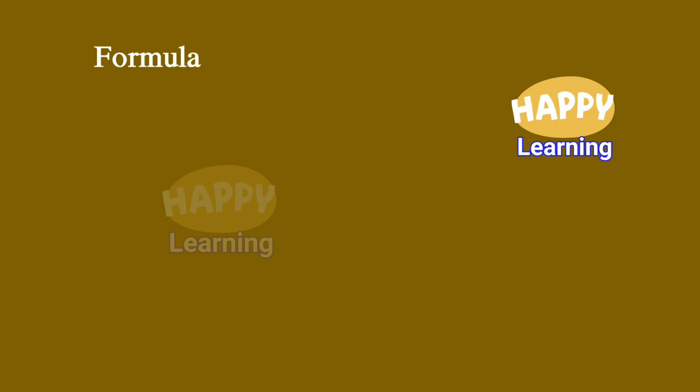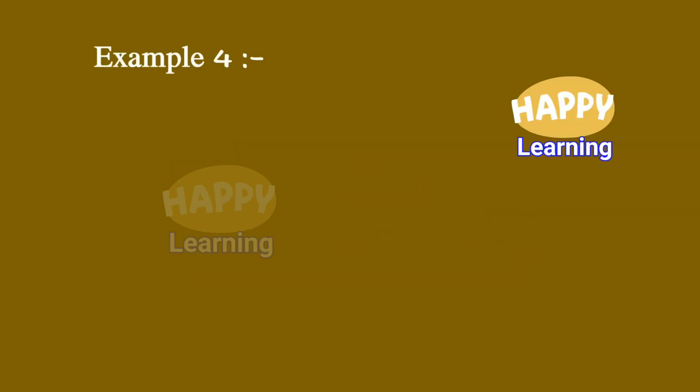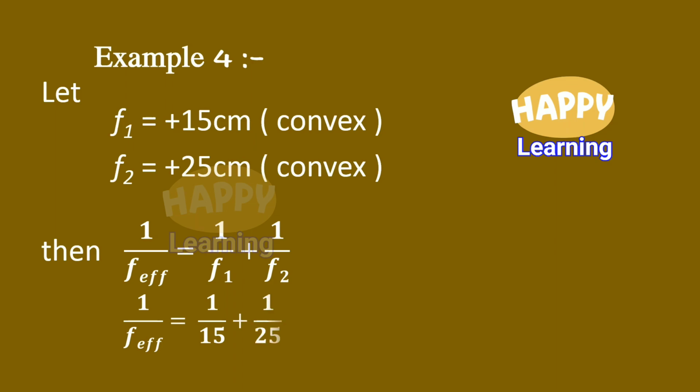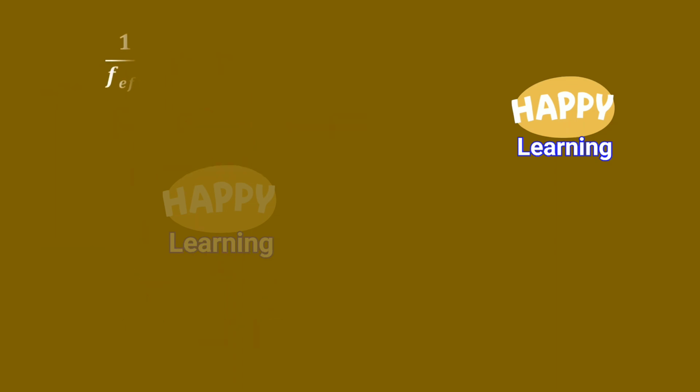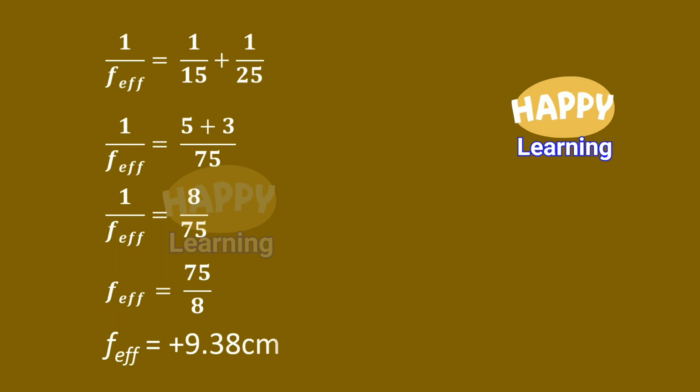The formula is given by 1 by f effective equals 1 by f1 plus 1 by f2. Example 4. f1 equals plus 15 centimeter, f2 equals plus 25 centimeter. Then substituting these values in the formula 1 by f effective equals 1 by f1 plus 1 by f2, and on further simplification we get the focal length of the combination as f effective equals plus 9.38 centimeter.